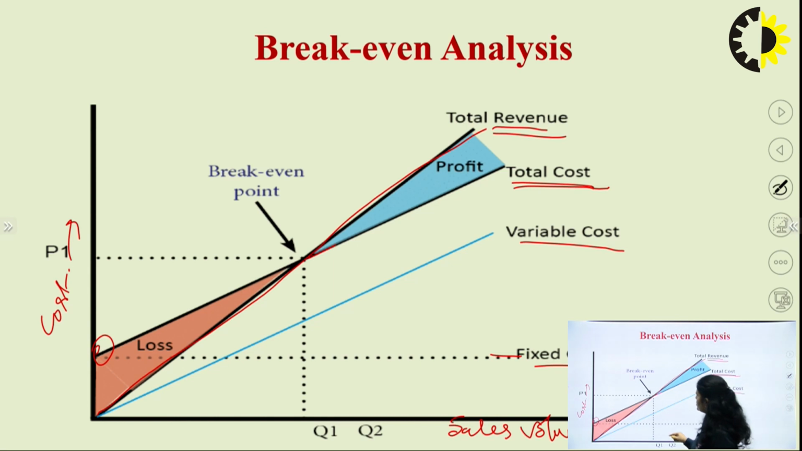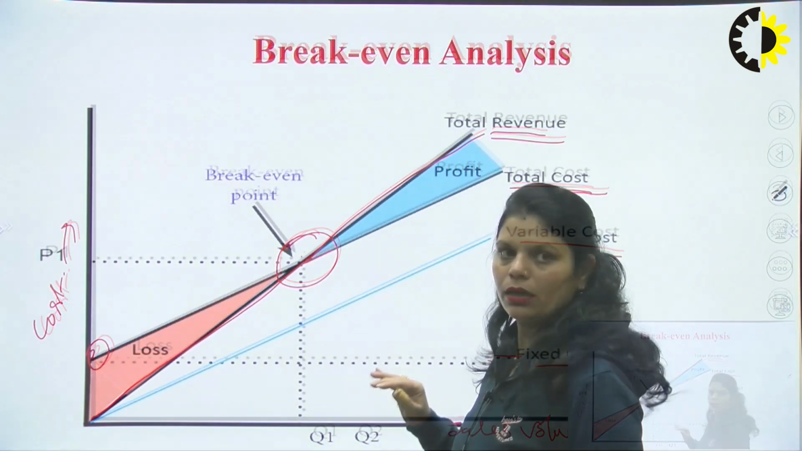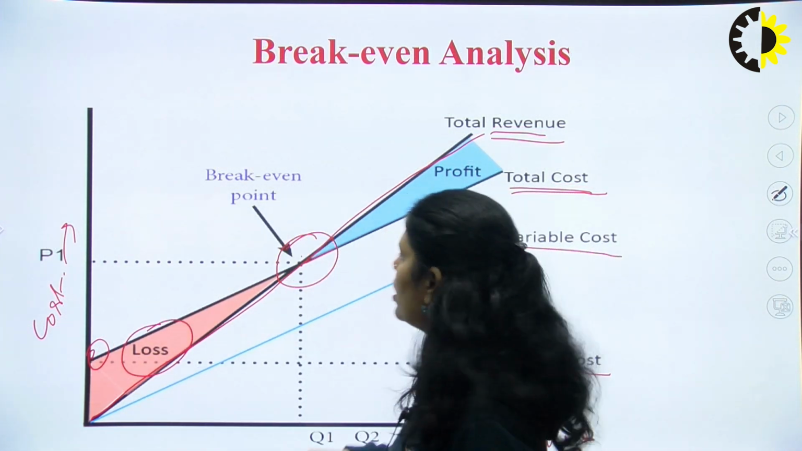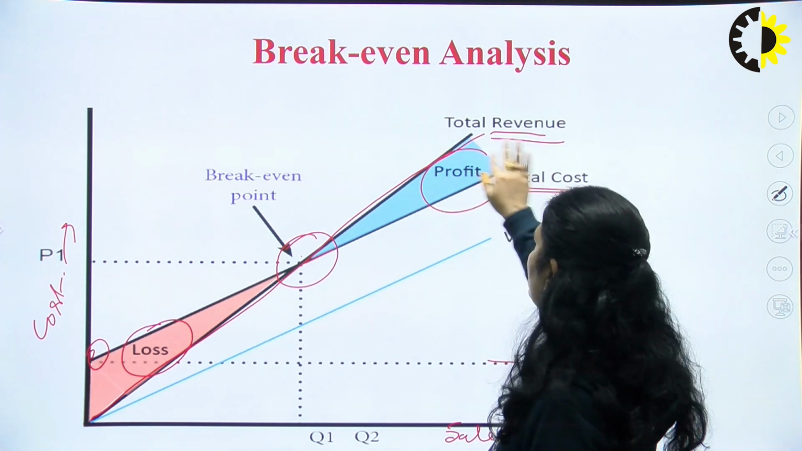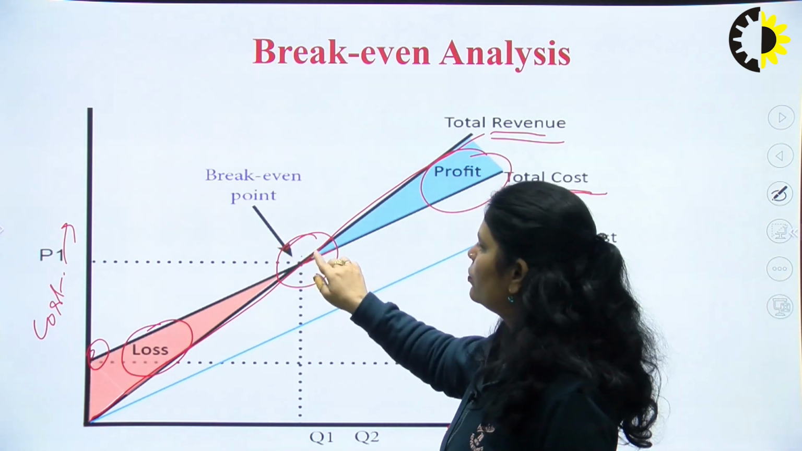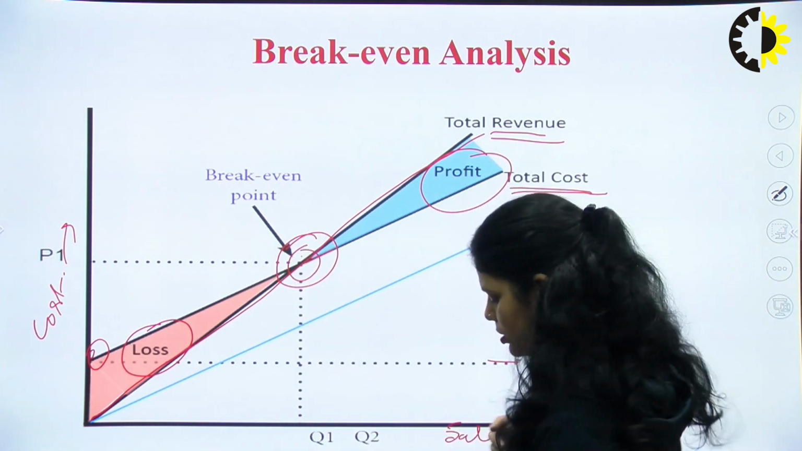So, we can see here the total cost line and the total revenue line are intersecting at a point, and this particular point is known as the break-even point. At this point, the company will not have any loss or profit. Below this point the company will have losses, and above this point it will gain profit. So, we can find out the point where the company will not have any losses or gain.